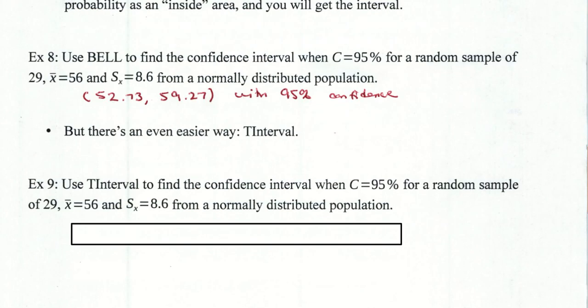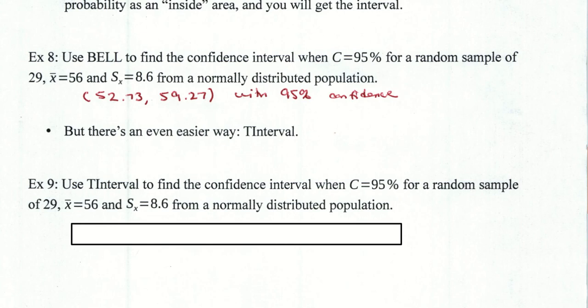So we're going to do exactly the same problem again, but we're going to use the t-interval function on our calculator. One of the biggest reasons that t-interval is easier is that we don't have to use that formula for the standard deviation that says take the standard deviation, whether it's the population or the sample, and divide it by the square root of n. And the emphasis in that sentence is that we do not need to do that.